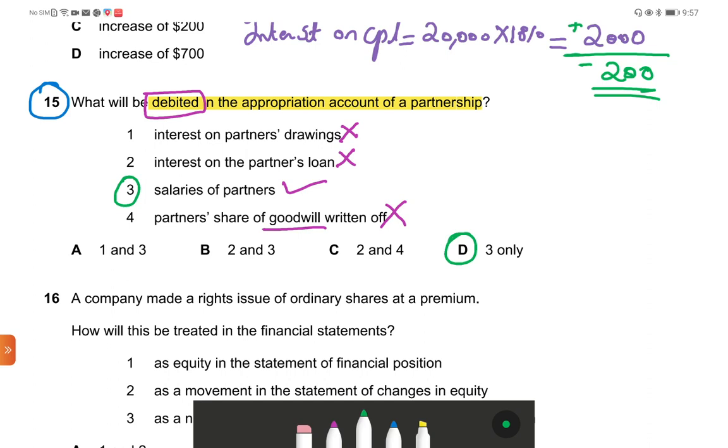So today we have solved question number 1 to 15. Then question number 16 to 30 video we will do in tomorrow's class.